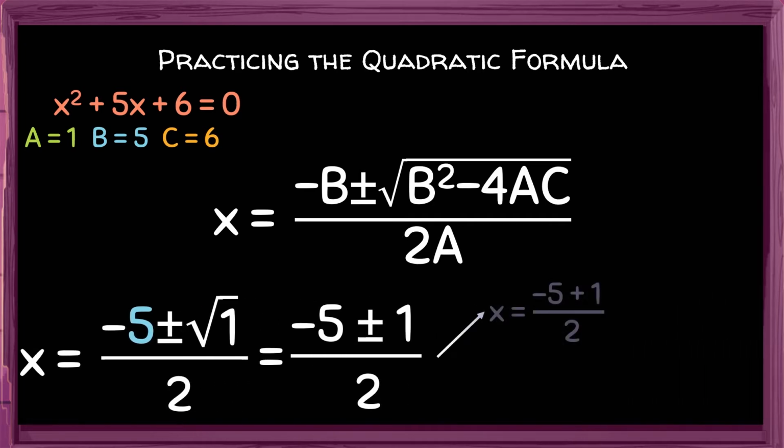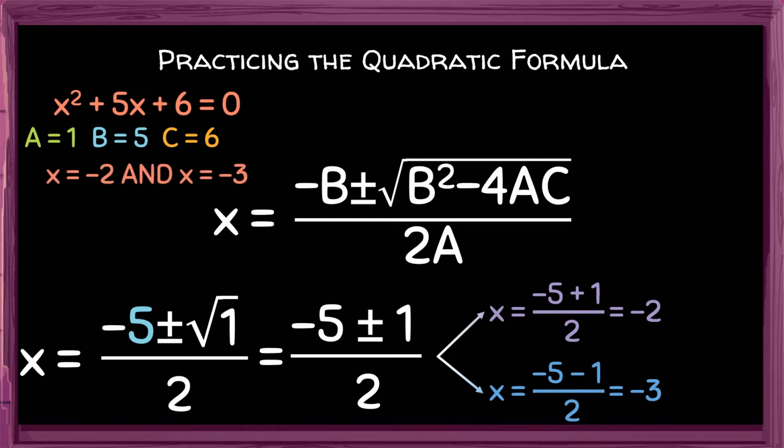Our first equation is x equals -5 plus 1 divided by 2. Our second equation is x equals -5 minus 1 divided by 2. When we solve our first equation, we get x equals -2. When we solve our second equation, we get x equals -3. That's it. Both answers are correct, because if we plug in -2 or -3 for x in our original equation, we get an answer of 0, which is what we're looking for. So we write down both answers, x equals -2 and x equals -3, and we're done.